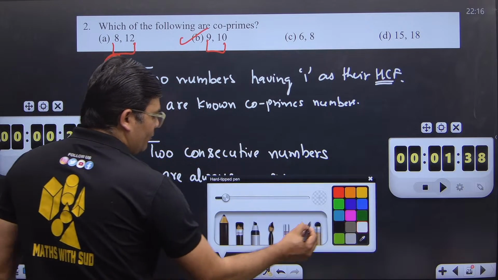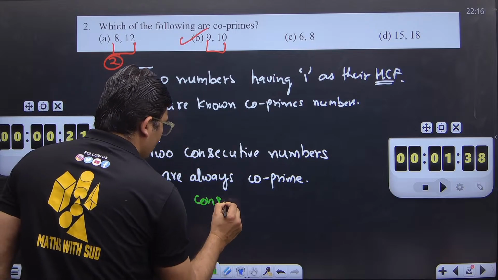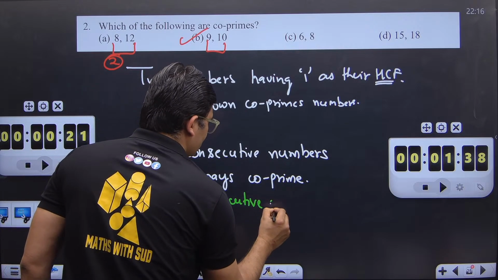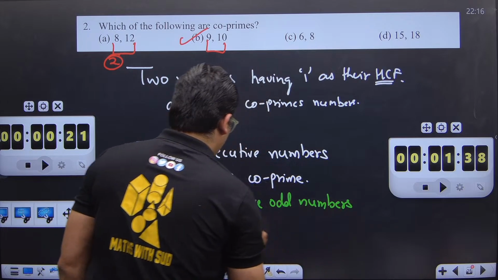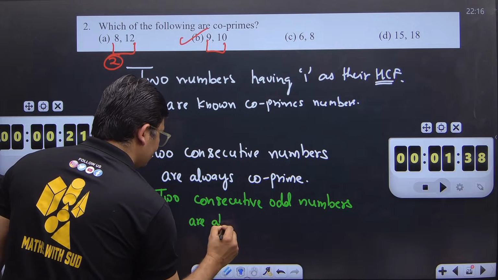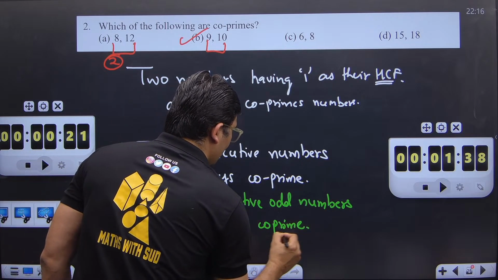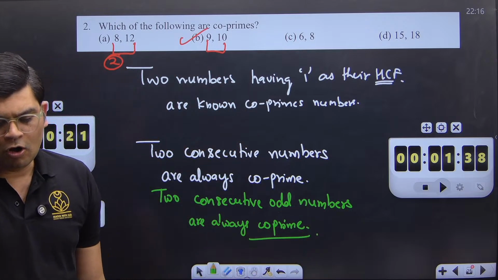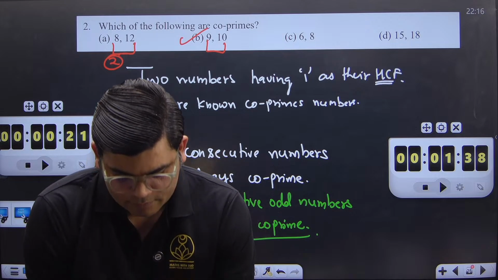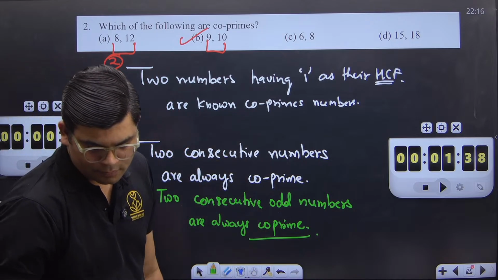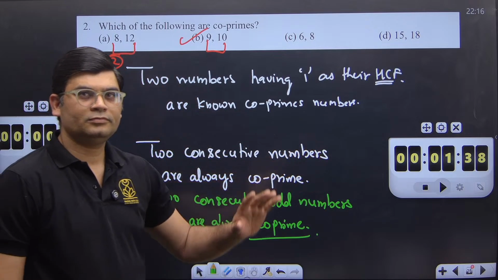एक और इंपॉर्टेंट बात है बेटा, वो भी लिख लो. Two consecutive odd numbers are always क्या होते हैं बेटा? Co-prime. Two consecutive odd numbers are always co-prime. Okay. क्लियर है? चलें अगले क्वेश्चन पे.